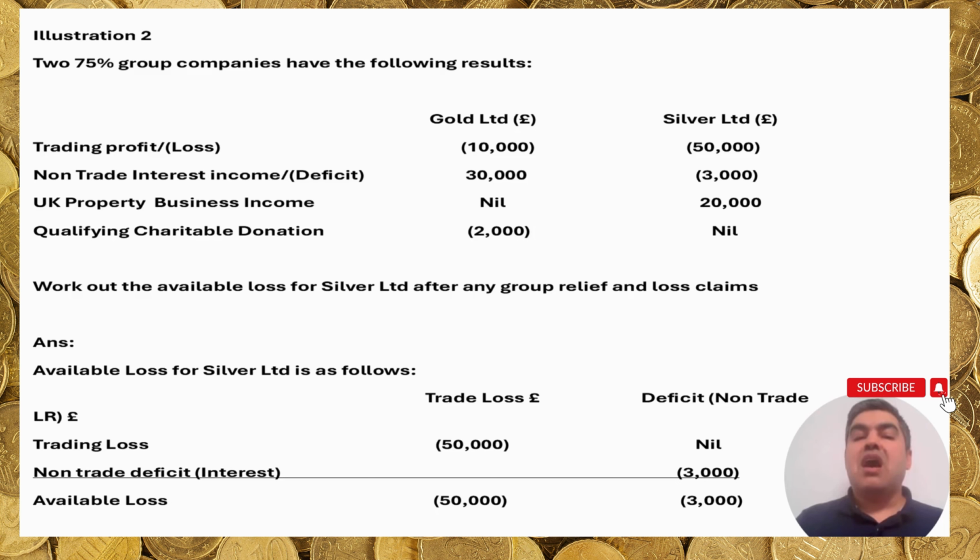Work out the available losses for Silver Limited after the group relief and the loss claims. So it's very simple. It's a basic example. You can see here we're talking about Silver Limited. Remember, Silver Limited has a trading loss of 50,000 and a non-trading deficit of 3,000. So the total is 53,000. Now we need to see how we can use that 53,000 against the current year income and how we can make a group claim as well. I will show it to you on the following slide.